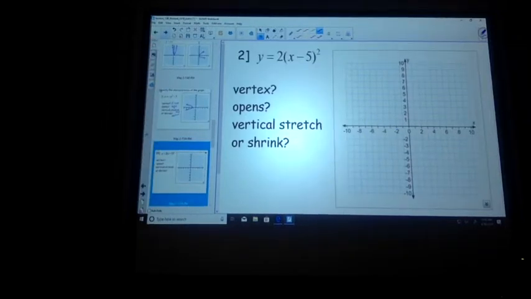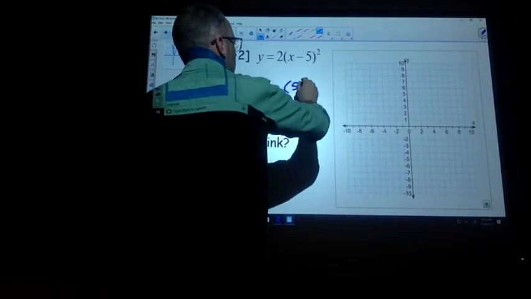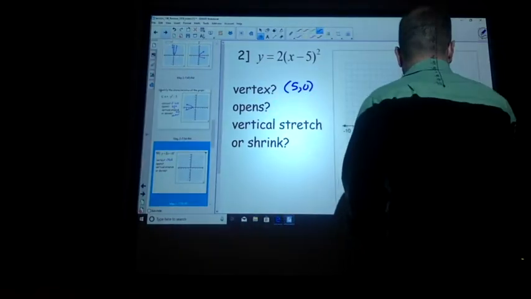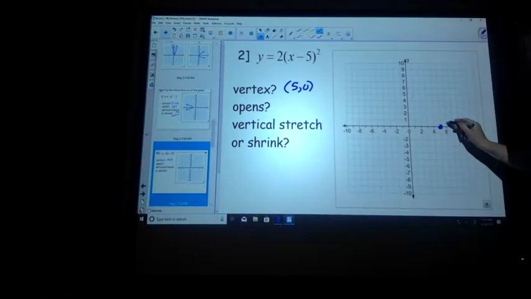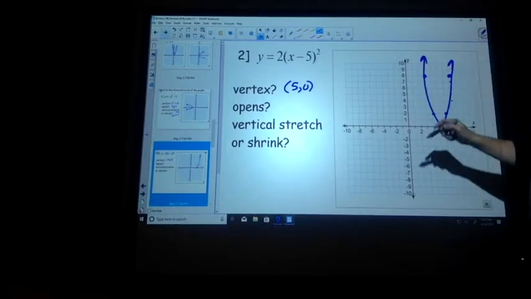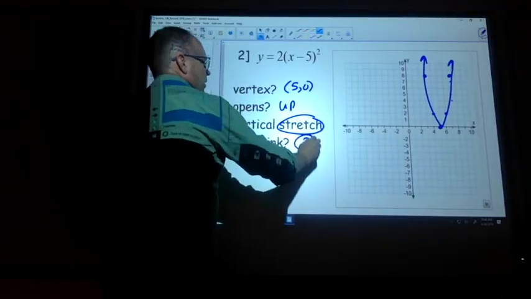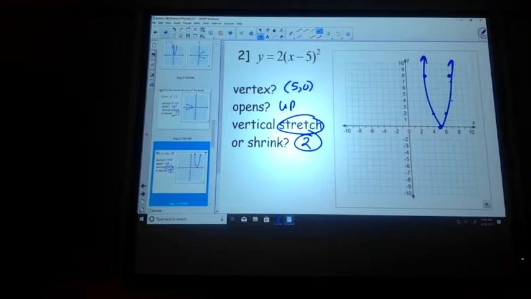All right, this one, traditional. So the vertex is 5, 0, yes? I'm going to go right one up 2, left one up 2, right one up 6, left one up 6. So it opens up, vertical stretch by a factor of 2. Okay? So that's just a traditional one in vertex form. Why doesn't it go up or down? We're not adding or subtracting anything from it.